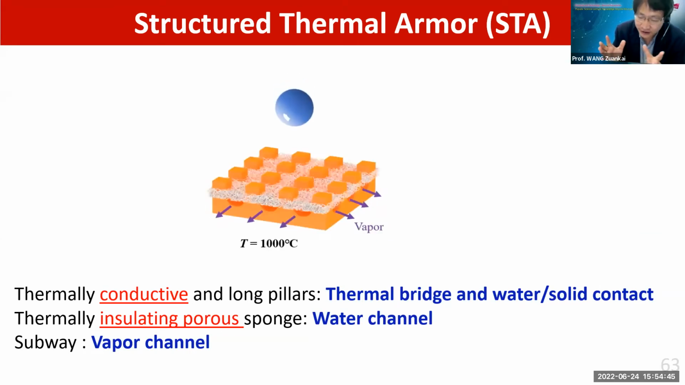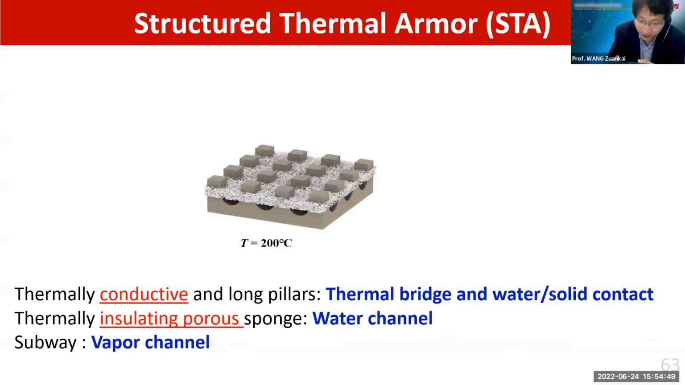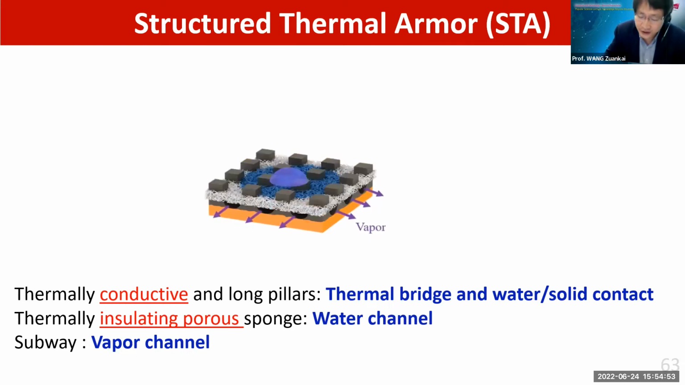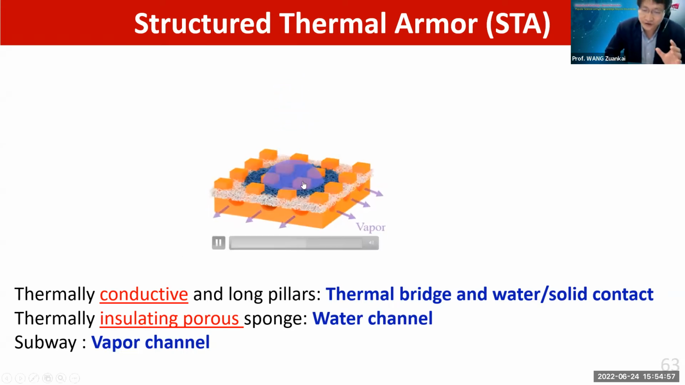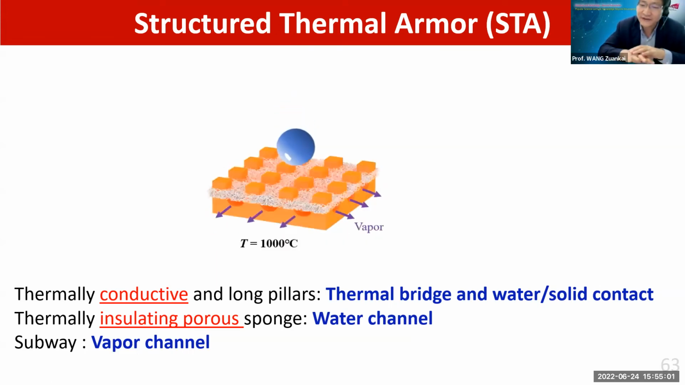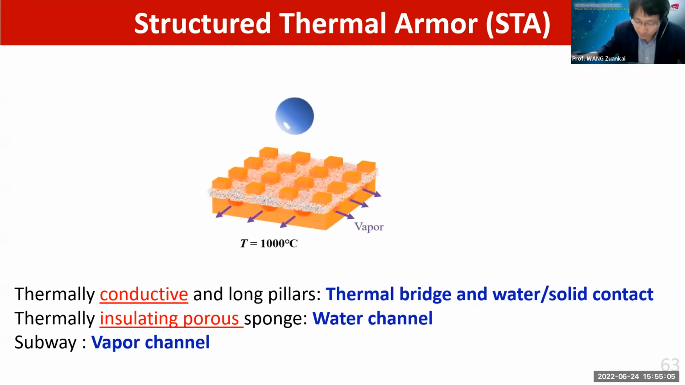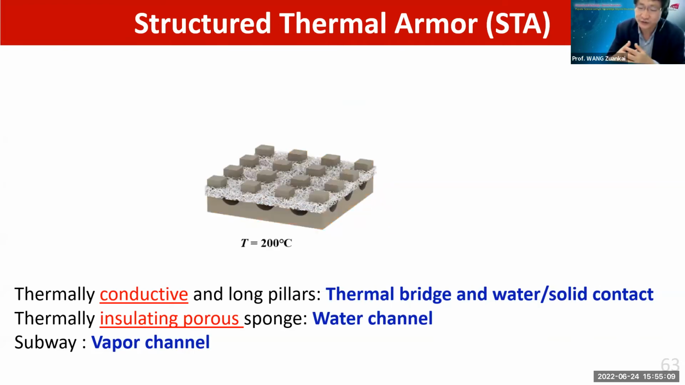So this year, we published a paper in Nature where we completely solve this problem. The idea is to decouple the water and the vapor flow. Let's think this way: at high temperature, normally the water will jump. But if we have something like a sponge, the water will be absorbed quickly. And after the water is absorbed, we will generate vapor.